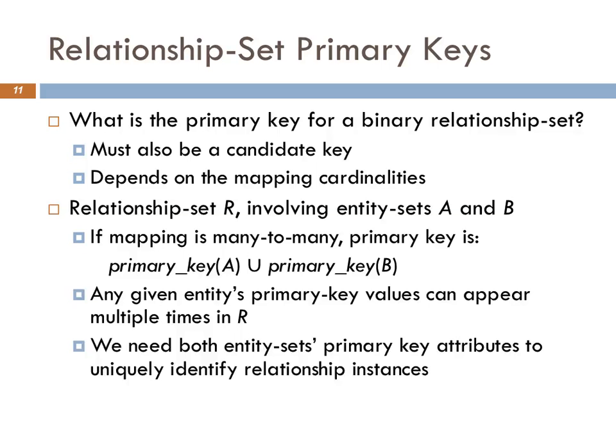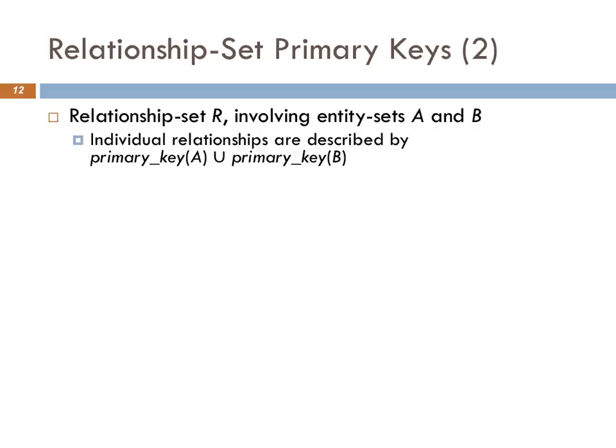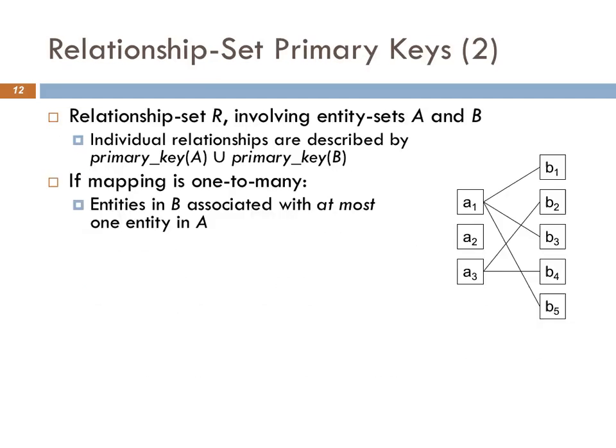So yeah, any given entity's primary key values can appear multiple times, and so we need to make sure that we don't constrain it too much. So we can't just say one entity set's primary key is the candidate key, because that would be too constraining, but it's also a relationship set. So the entire collection of primary key attributes is part of the relationship set's key. Okay, so here's another one. Again, we know that individual relationships are described by all of the participating entity set's primary keys union together.